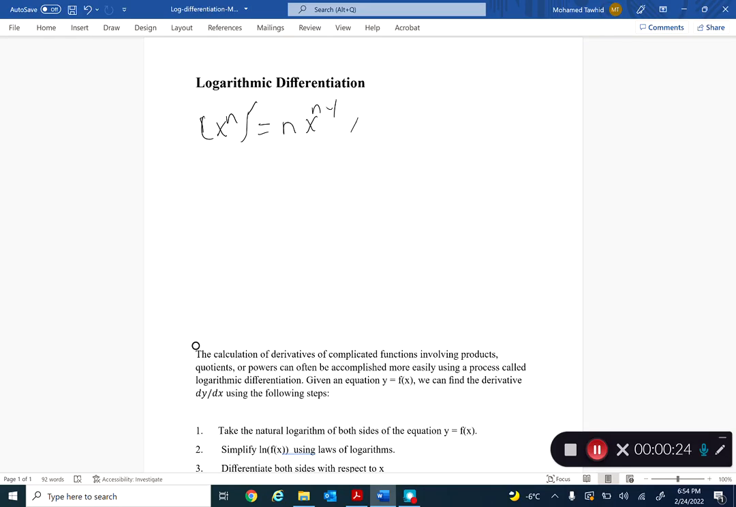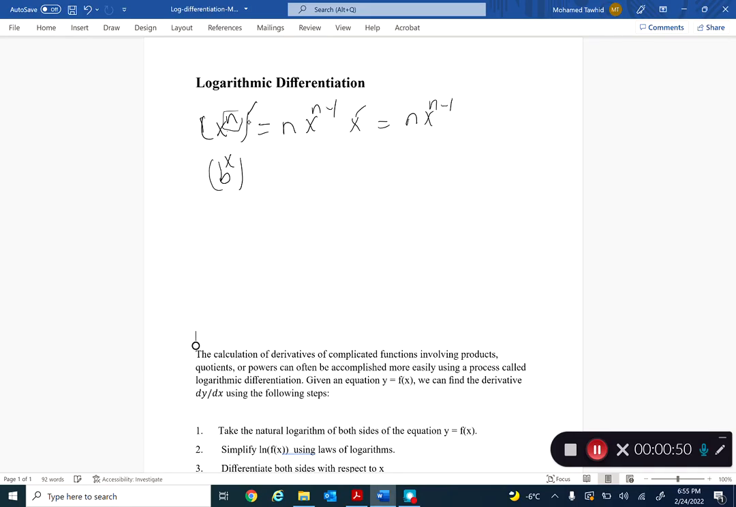What is x prime here? x prime here is 1. So what did you get? You get n x^(n-1). This one we call a polynomial, because your variable x is raised to the power n. So this one we call a polynomial of degree n.